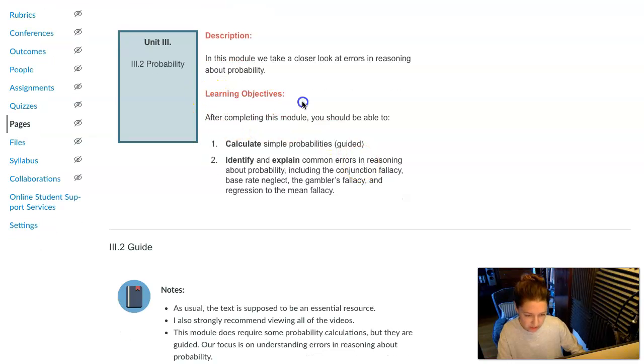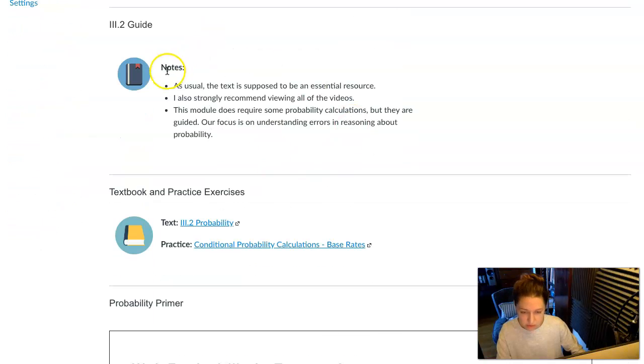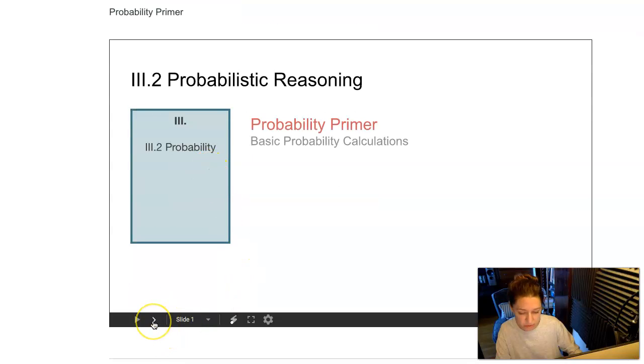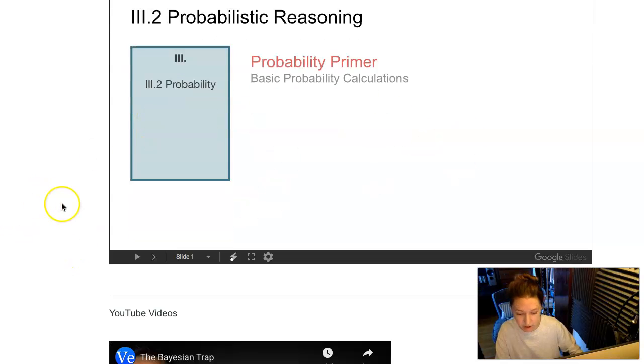Okay, so we've got our learning objectives here. There are some notes, a guide to the module materials. As usual, the text is an essential resource. In this video, we're going to look at it together. There are videos below, and I recommend all of them. And there is a probability primer. So if you are not sure about how to figure out just the most basic probabilities, like what it means to ask, what's the probability of rolling a 1 on a 6-sided die, or slightly more complex questions like that, maybe review this probability primer.